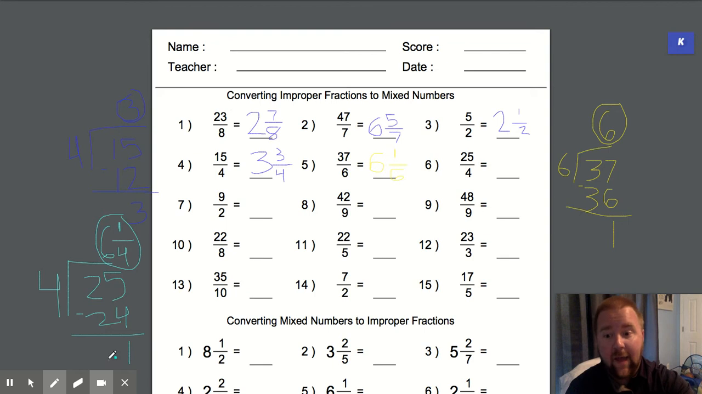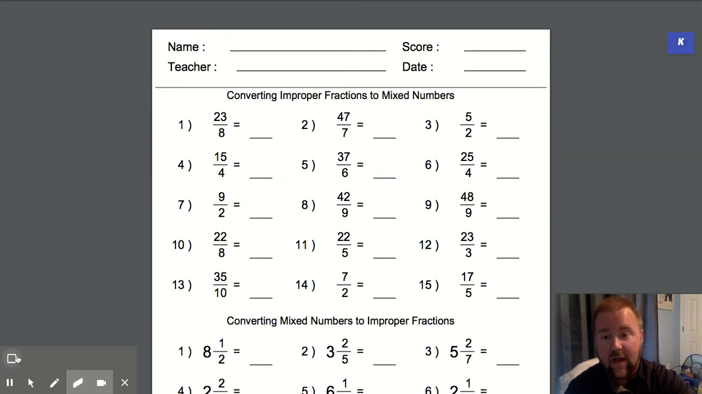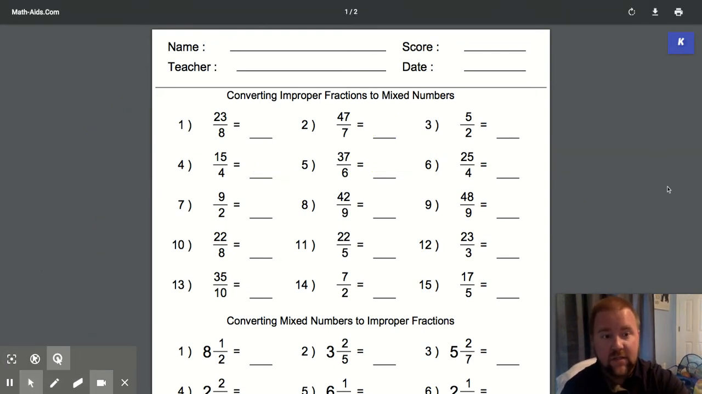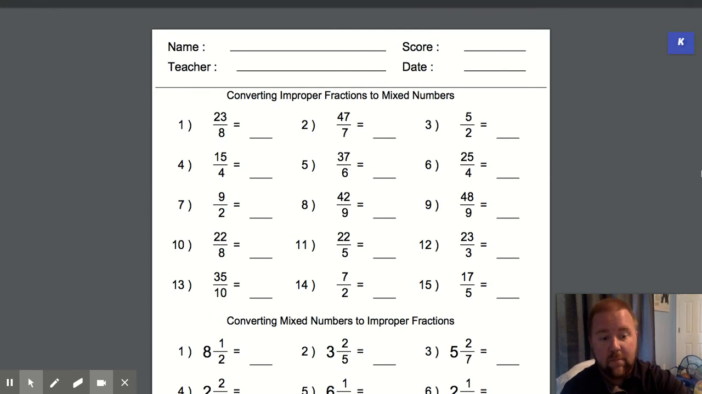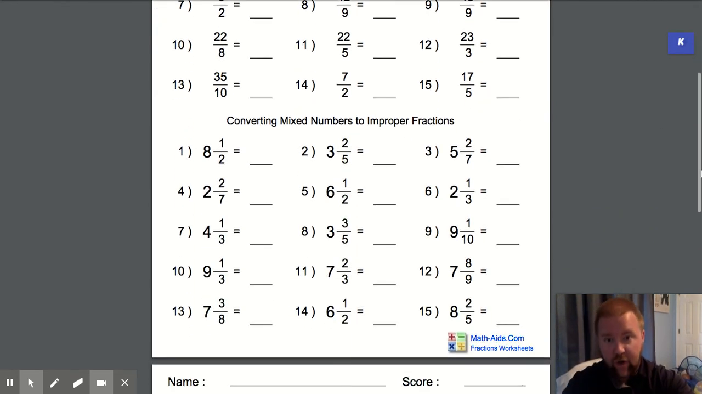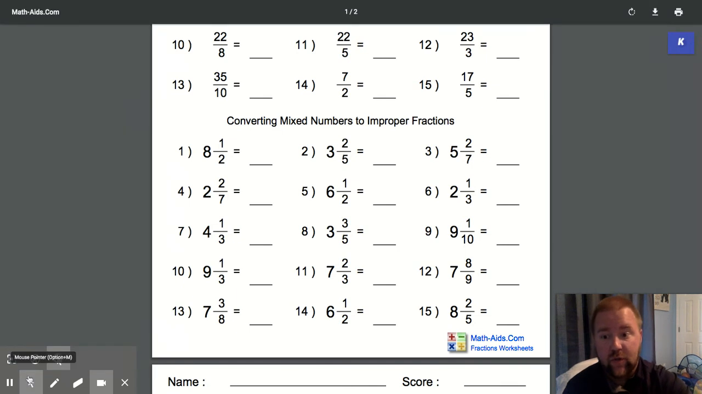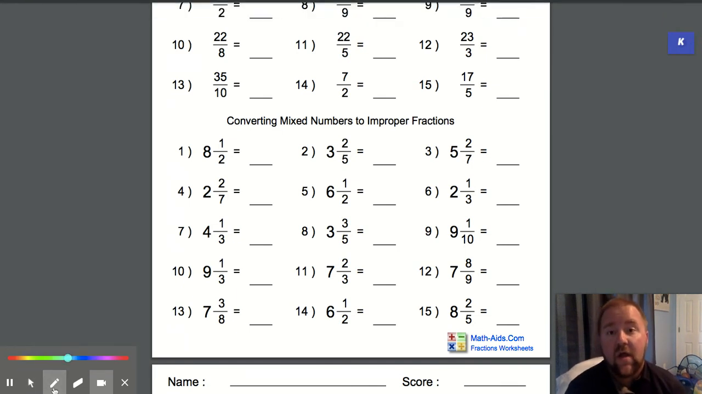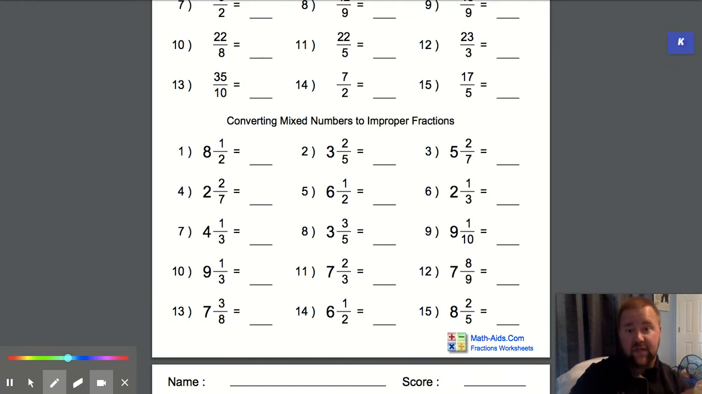All right, I am going to erase the work that we had here, and I'm going to slide down because this is just not going to be improper to mixed. We're also going to be converting mixed numbers to improper fractions. In the other problems we were dividing. So if we're doing the opposite now, we're changing from mixed to improper. We're not going to be dividing. We're going to be multiplying.